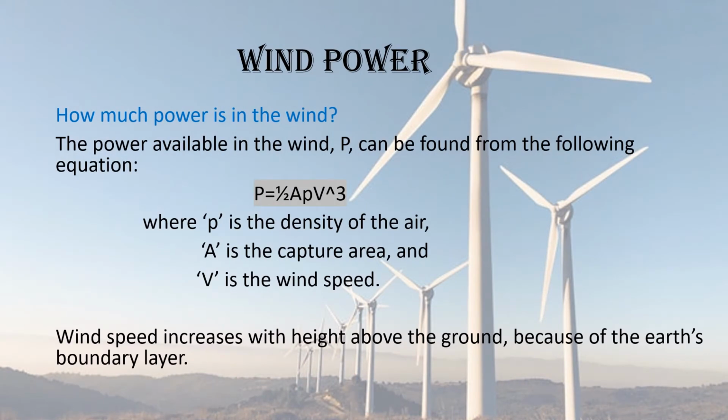How much power is in the wind? The power in the wind is proportional to the area of the windmill being swept by the wind, the cube of the wind speed, and the air density. The formula used for calculating the power in the wind is: P = ½ρAV³, that is, power is equal to density of air into swept area into velocity cubed, where P is power in watts, rho is the air density in kilograms per cubic meter, A is the swept rotor area in square meters, and V is the wind speed in meters per second.